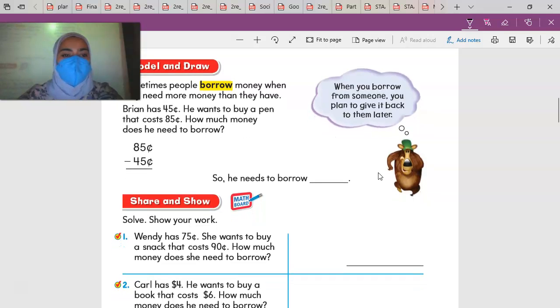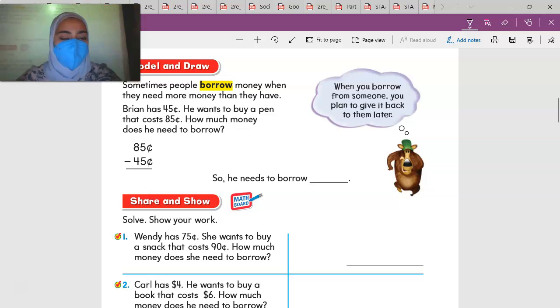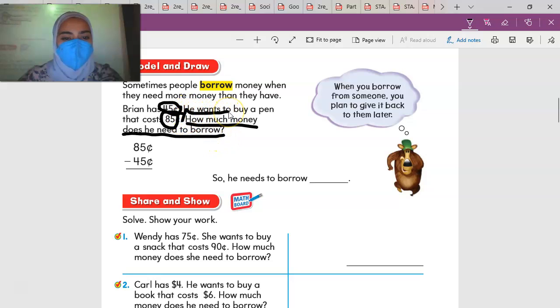Sometimes people borrow money when they need more money than they have. Brian has 45 cents. He wants to buy a pen that costs 85 cents. How much more money does he need to borrow? Circle the numbers. Underline the question. You can highlight instead of box. Highlight what the keyword is. How much more? When it says how much money does he need to borrow? That's fine. You don't have to highlight or box anything.